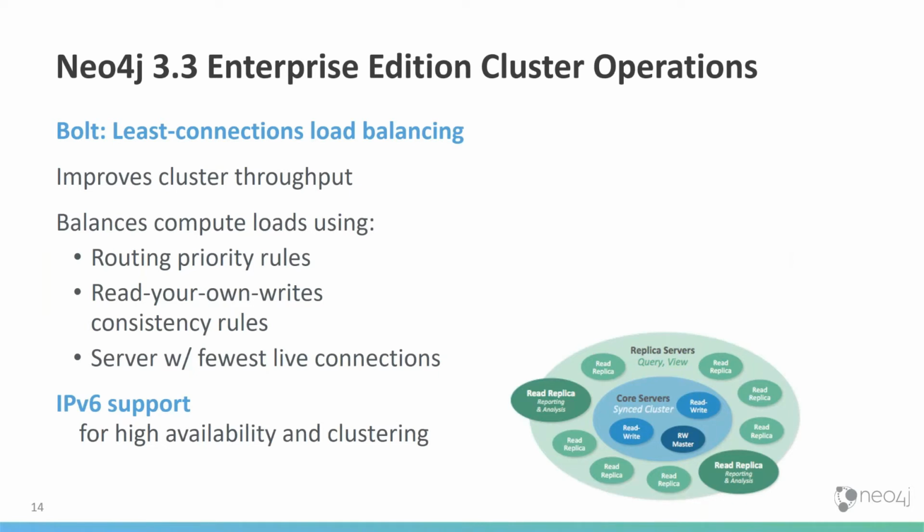And now on clustering for Enterprise Edition, there's some great new improvements to both our clustering and the bolt drivers themselves. So we now support least connected load balancing, and what that really means is over the round robin load balancing that we were offering before. And what this does is it improves overall cluster throughput by actively seeking out the live servers that are actually carrying the fewest number of live connections.